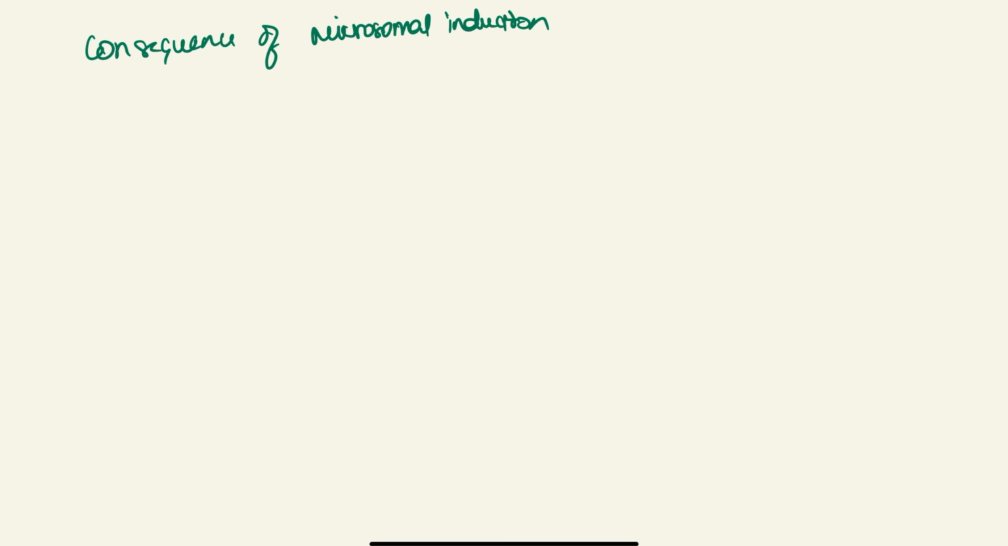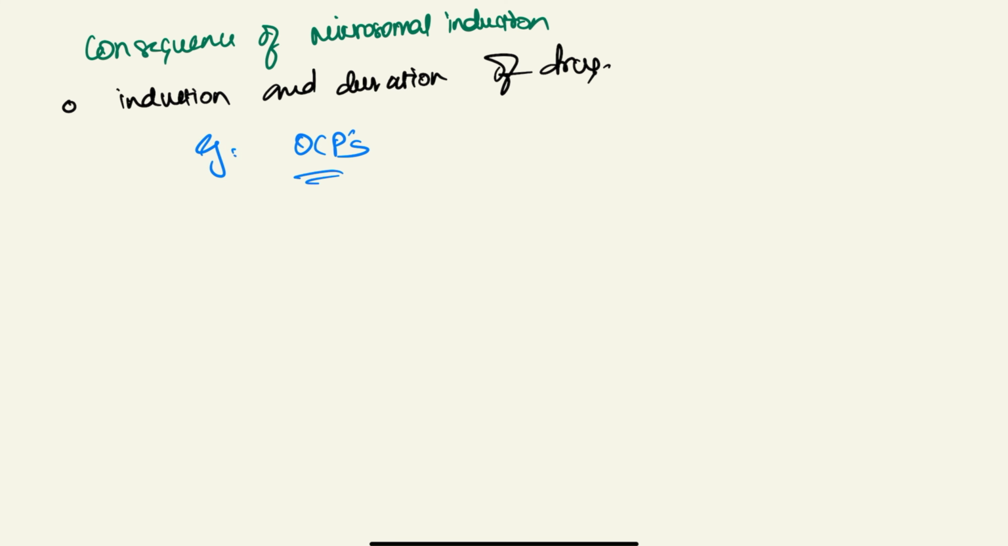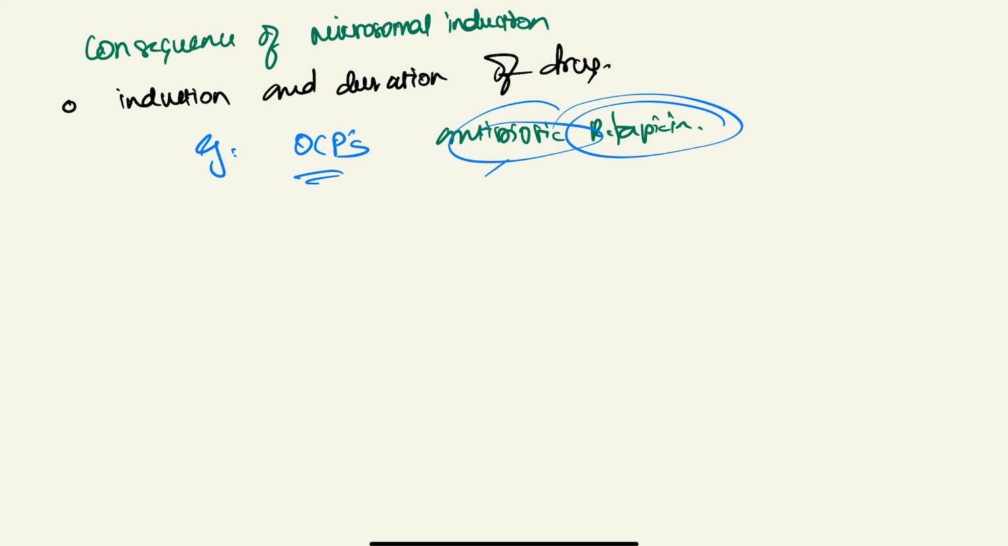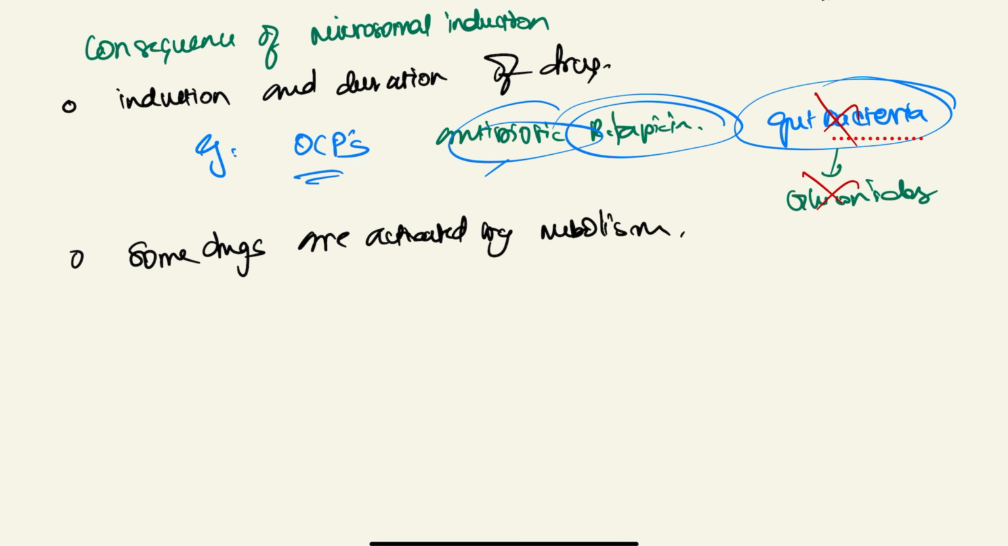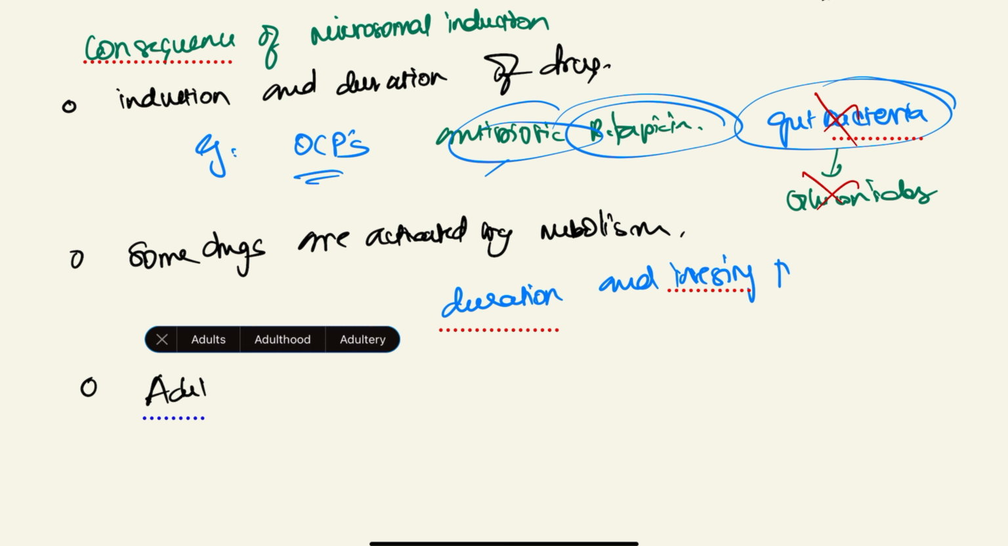Look into the consequences of the microsomal induction. The consequences mostly include the duration of the drugs. When some drugs are induced, it may lead to an increase or decrease in the duration of the drug present in our body. For example, the OCPs. When we take antibiotics, it increases the metabolic rate of the OCPs, leading to reduced plasma concentration and potentially decreasing the contraceptive efficacy. So the duration of the drug's action is shortened. In some drugs, they are activated by metabolism, so the duration and intensity of the drugs are increased.